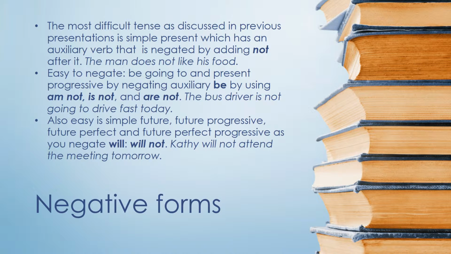Now we're going to talk about all the easy ways to negate, and that would be the 2 most common tenses, and that's be going to and the present progressive. It's simply negating that auxiliary be, and we use am not, is not, and are not. An example of this would be, the bus driver is not going to drive fast today.